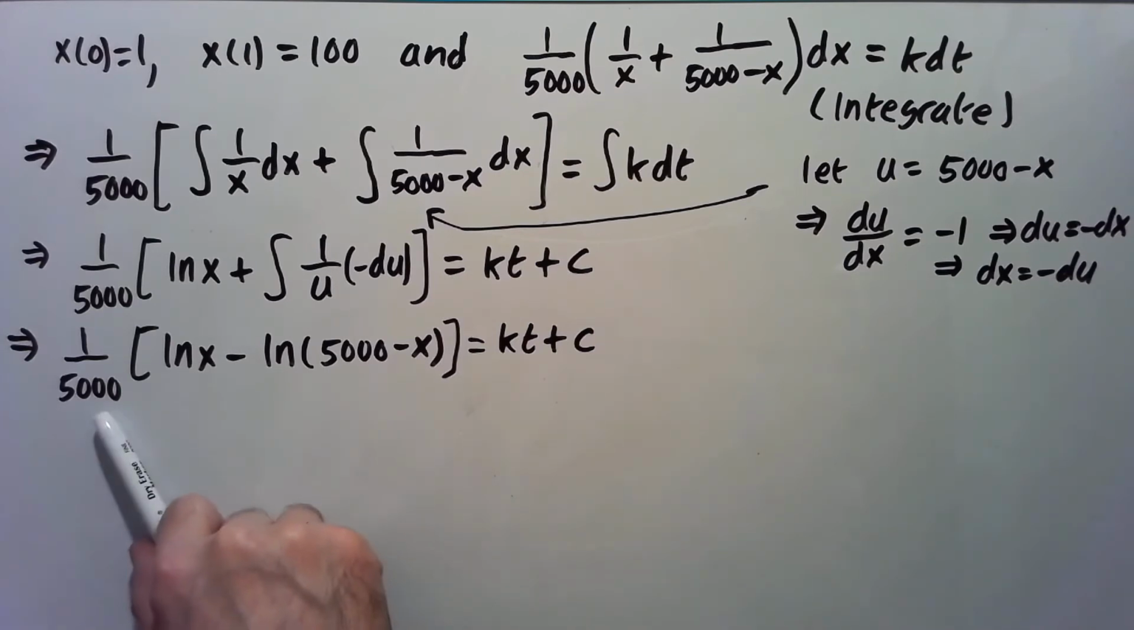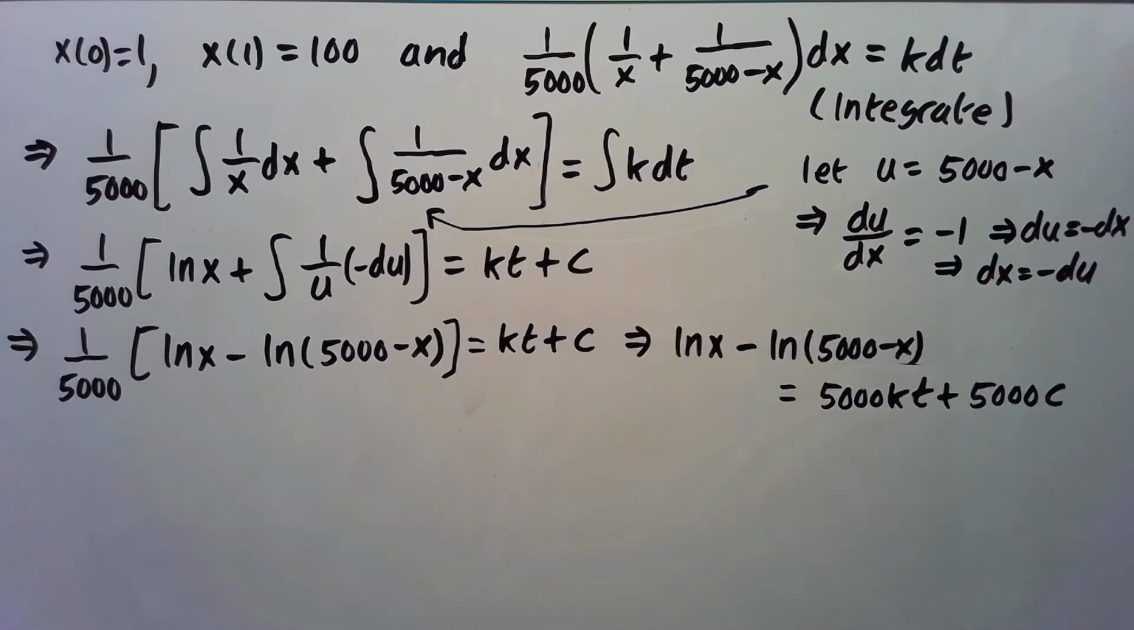Let's multiply both sides by 5,000. So doing that, we have ln of x minus ln of 5,000 minus x equals 5,000 kt plus 5,000 c. I'm going to call the 5,000 c, c1, and the 5,000 k, k1. Let's call this guy c1, and let's call this guy here k1.